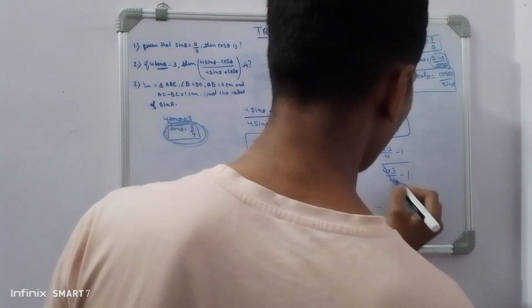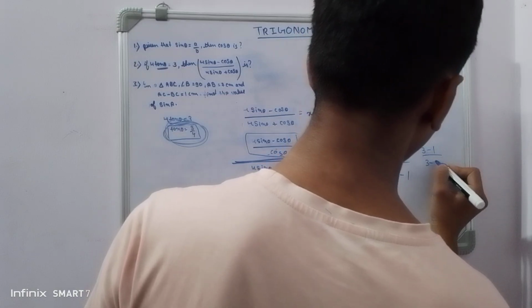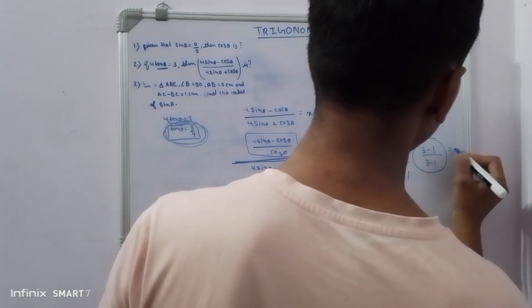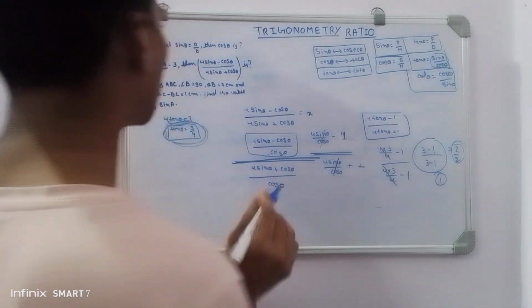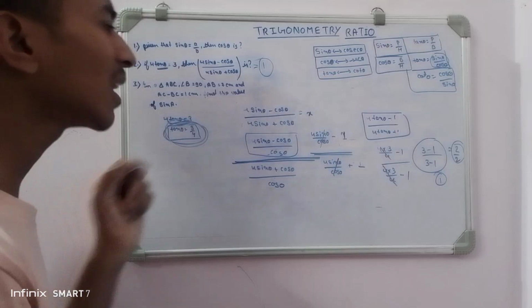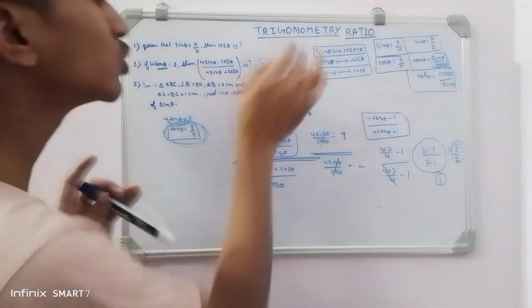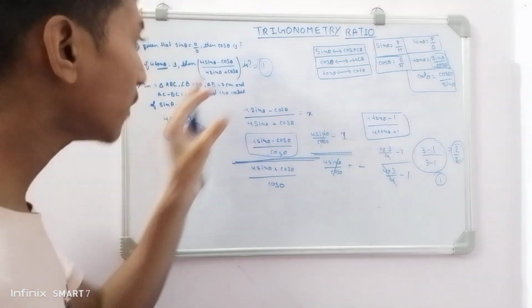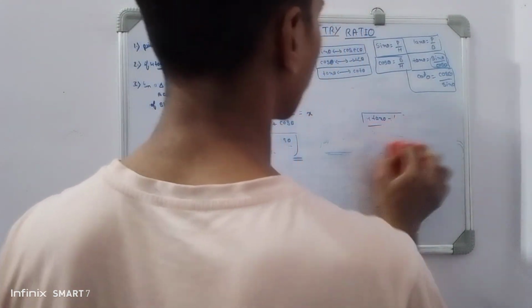The 4 will be cancelled out. You are getting 3 minus 1 on top, and here you are also getting 3 plus 1, which means 2 by 2, which means the answer is 1. So the value of this expression is 1, and that is the answer. I think you understand how easy this is, though it seems very complicated. This type of question is asked, and these are all PYQs of class 10th.